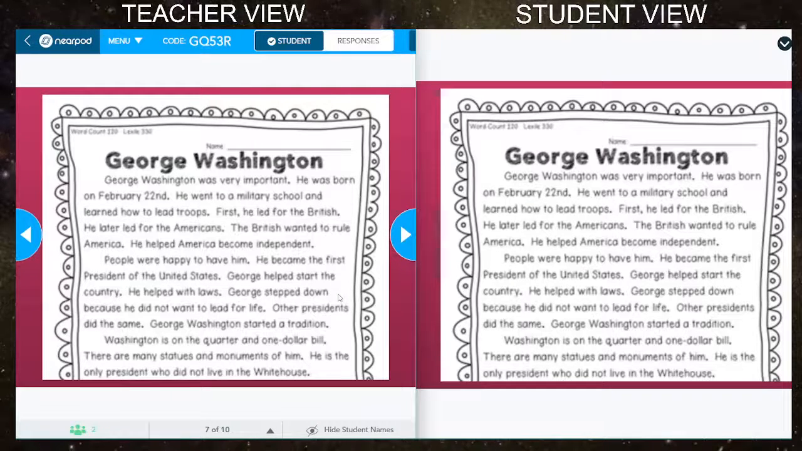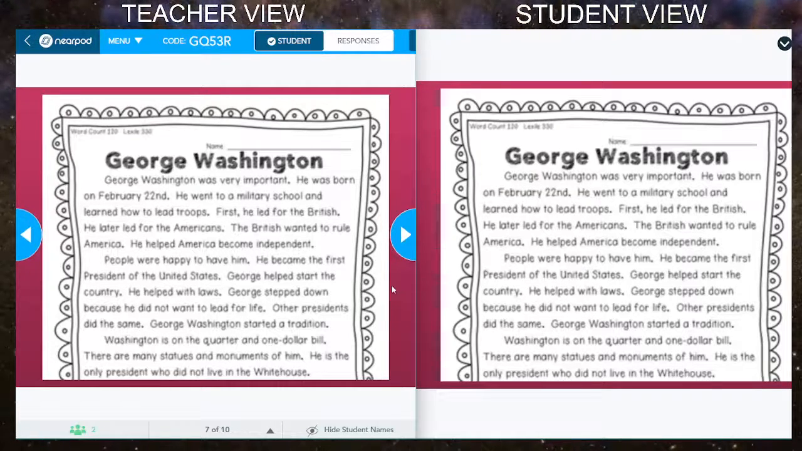George helped start the country. He helped with laws. George stepped down because he did not want to lead for life. Other presidents did the same. George Washington started a tradition. So I'm going to stop reading right there. There are a lot of supporting details in that chunk that I just read, so it'll be easy to find some.